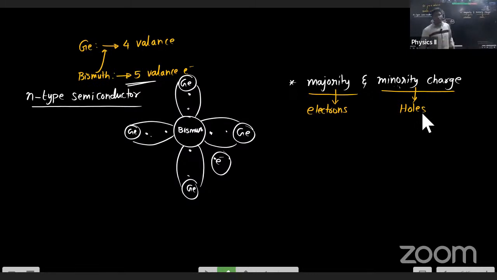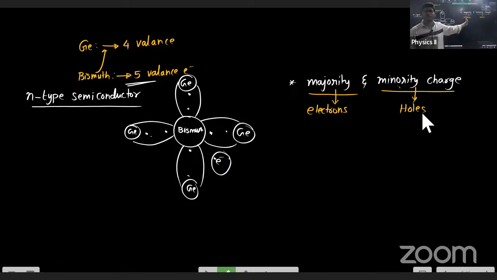I hope you understood this. How many types of semiconductors are there? It depends on impurities. What is the meaning of doping? The process of adding impurity is called doping. Depending upon doping, whether we have added trivalent or pentavalent impurities, semiconductors are further classified as p-type semiconductor and n-type semiconductor.